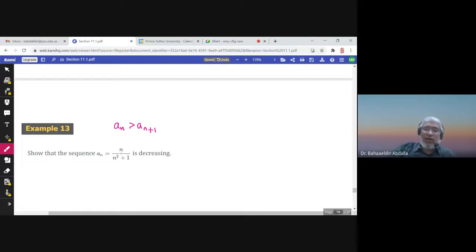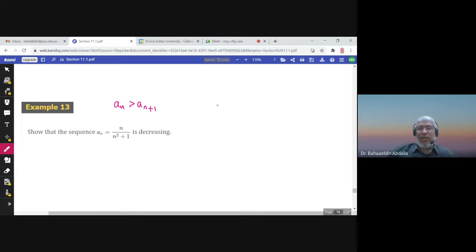Well, I need to find an. What is an? Well, an is given. If you try to find an plus 1, what is an plus 1? You replace n by n plus 1. And here you will have n plus 1 squared plus 1. So you will have n plus 1 over n squared plus 2n plus 1 plus 1, which is n squared plus 2n plus 2. So this is an plus 1.